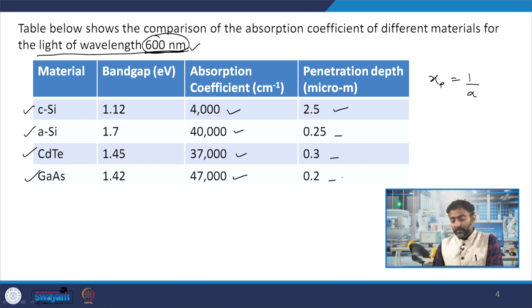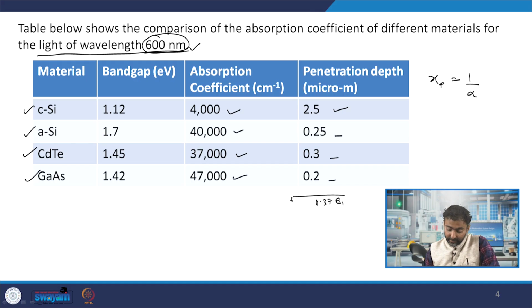So, now what it means is that in a gallium arsenide solar cell, if you just go 0.2 micrometer below the surface, then the radiation intensity has already dropped to 1 by e, and 1 by e means it is almost around 37% of the incident radiation intensity.